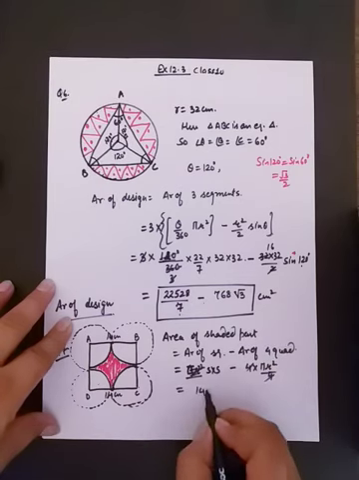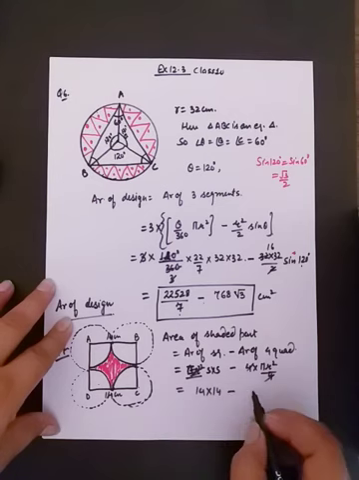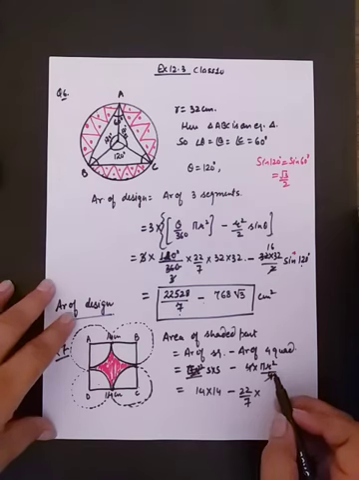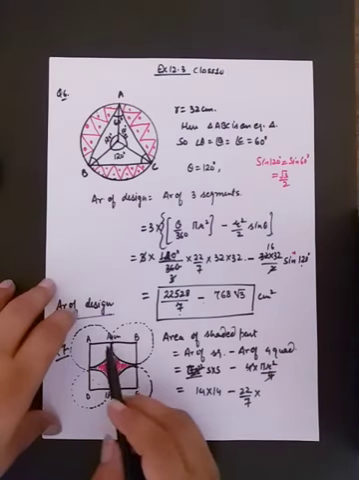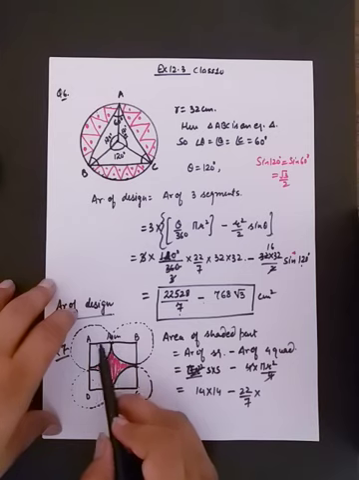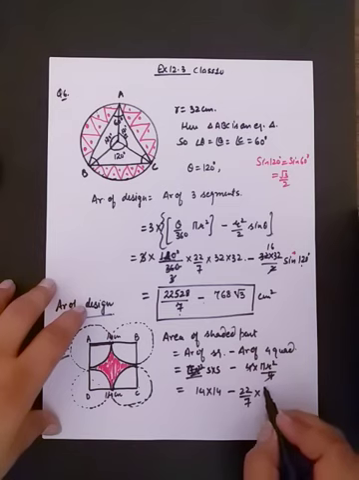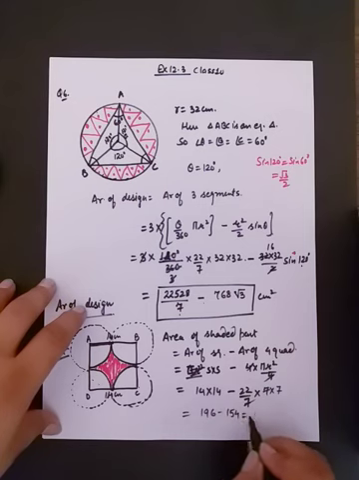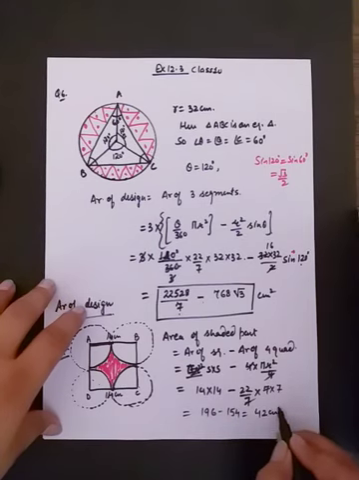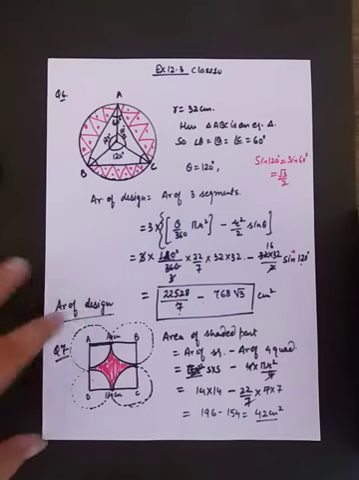The side of the square is 14. So 14 into 14 minus 22 upon 7. Now the question is, what do we have to take as the radius? As it is clear from the figure that half of the side of the square is equal to the radius of the quadrant, we have to take it as 7. 196 minus 154, and the area of the shaded part will be 42 centimeter square.